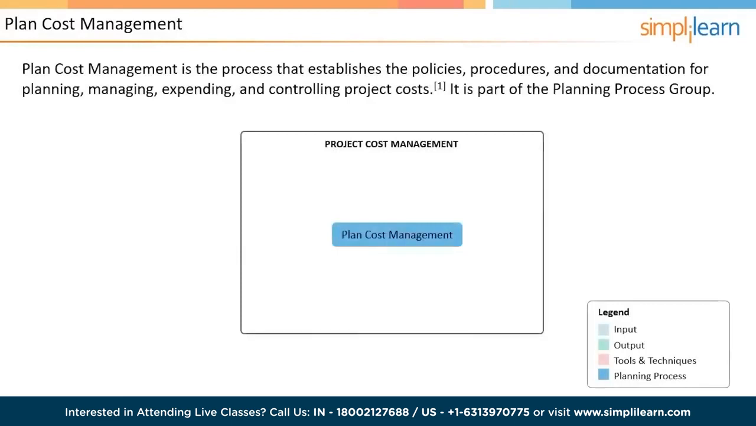Managing costs on a project is a critical exercise. If the activities are planned well, it becomes easier to achieve harmony with the overall cost and budget of the project. Plan cost management is the process of establishing the policies, procedures, and documentation for planning, managing, expending, and controlling the project costs. Let us look at the inputs required for this process. The Project Management Plan provides other subsidiary plans and guides the cost planning activities on the project.